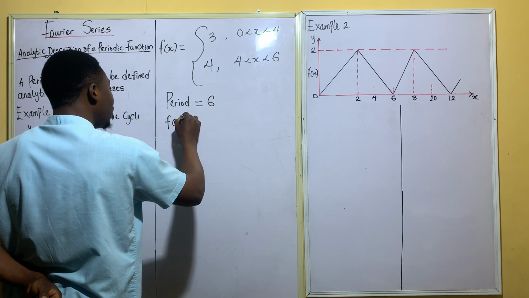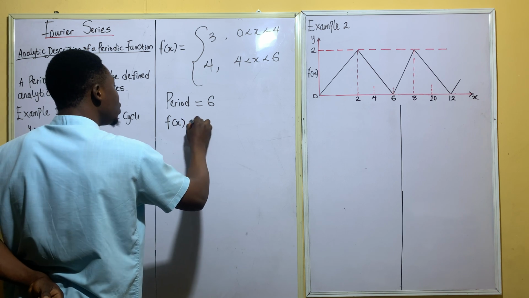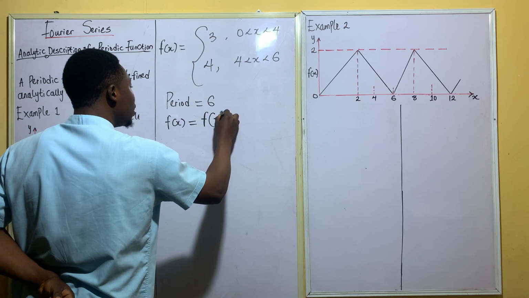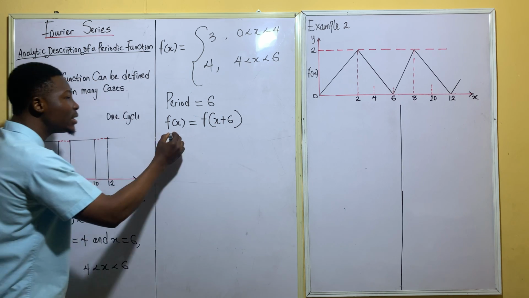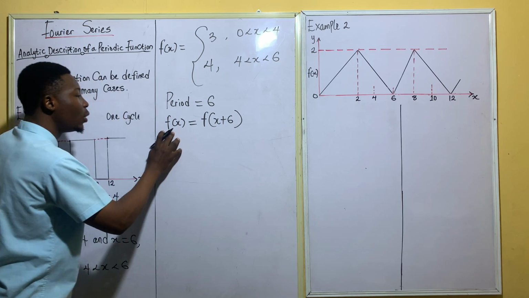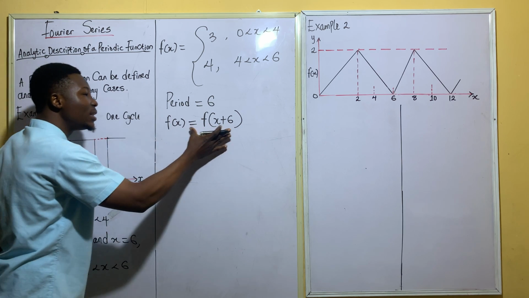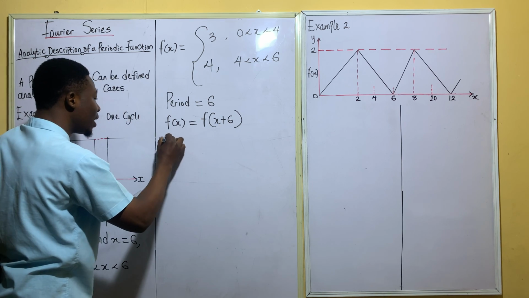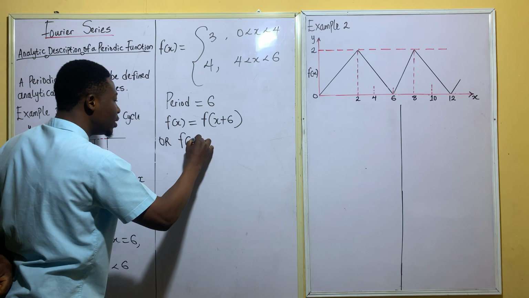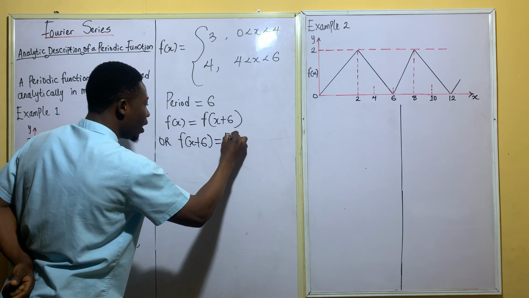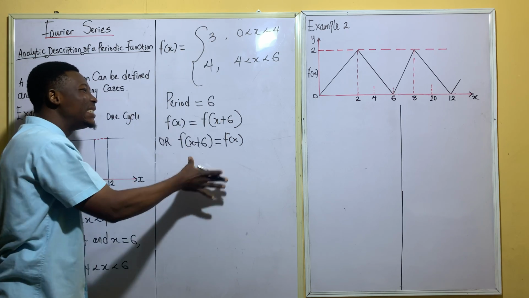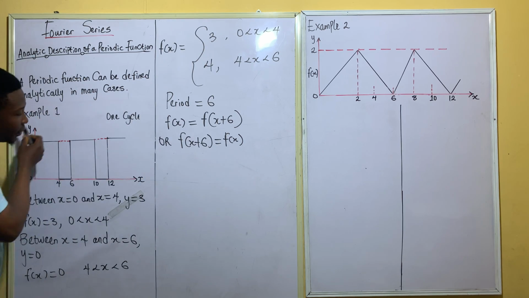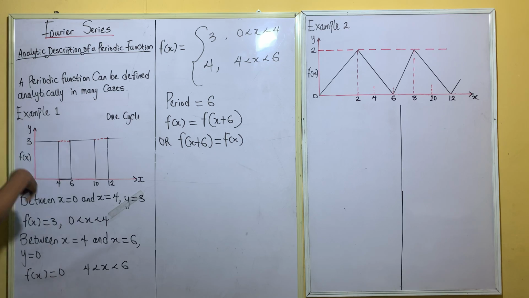So it means that our f of x can also be written as what? f of x plus 6. All right, this is representing our period. Since our period is 6, you can also write it as this, or some people write it as f of x plus 6 is equal to f of x. All right, so this is an analytic description of this particular periodic function.